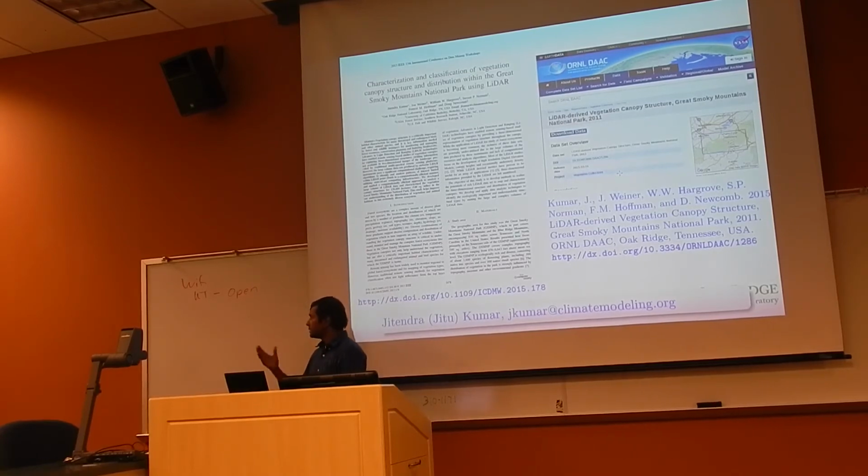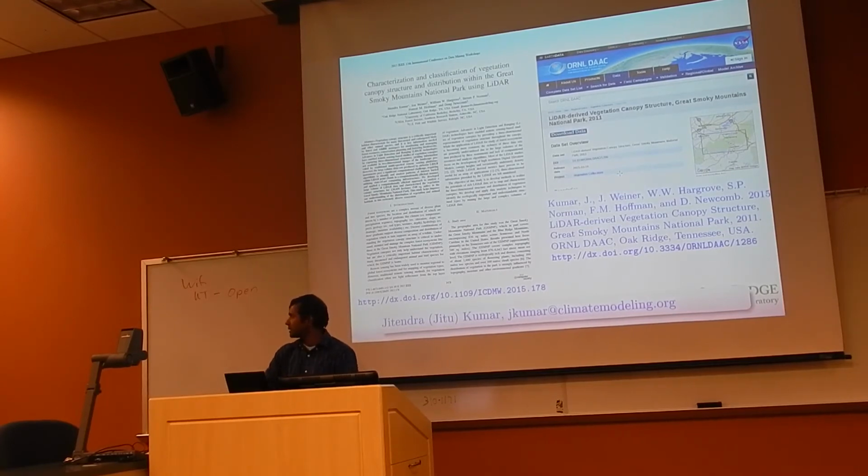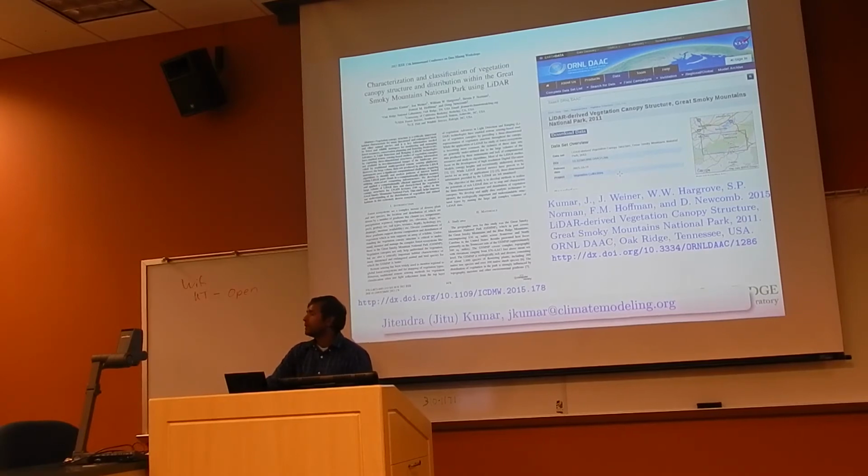And for Smokies, we're trying to do some more work, trying to get differences using NSF, change detection, especially post fire, and other events, looking for habitat.